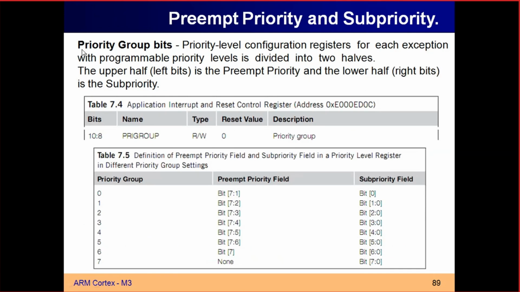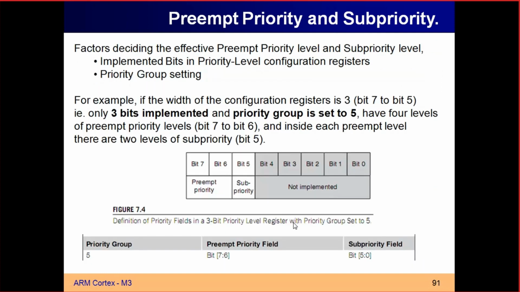Then there is something known as priority group bits. In the priority level configuration, for each exception, the priority levels are divided into 2 halves. One is known as preempt priority, that is the upper half, and the lower half is known as sub priority. Right, we'll see one example here.